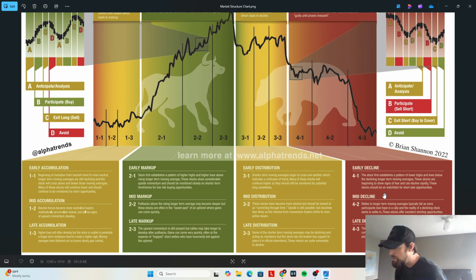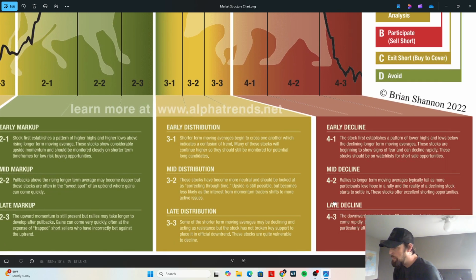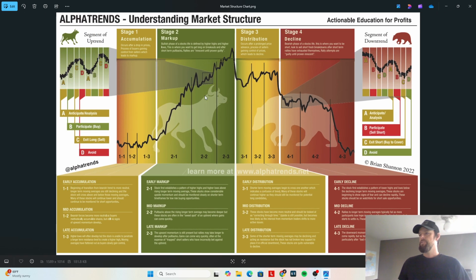And then to finish it out, late decline down here, the downward momentum is still present, and declines can come rapidly, but so too can violent short squeeze rallies, particularly after bad news is reported. So that's just a little bit about the market structure.